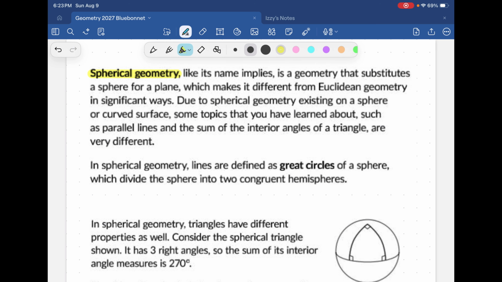Like its name implies, this is a geometry that substitutes a sphere for a plane, which makes it different from Euclidean geometry in many different ways. Due to spherical geometry existing on a sphere or a curved surface, some topics that we will learn about this year, such as parallel lines and the sum of interior angles of a triangle, are very different. In spherical geometry, lines are defined as great circles, so they look a little bit different than what we talked about in the last lesson.